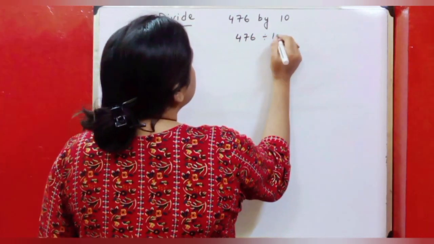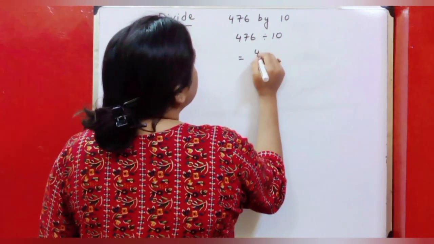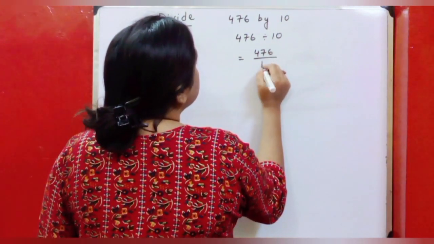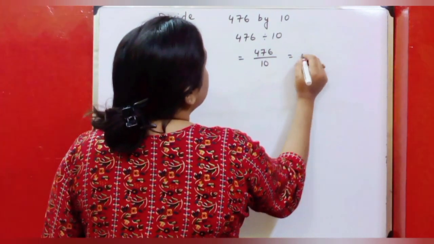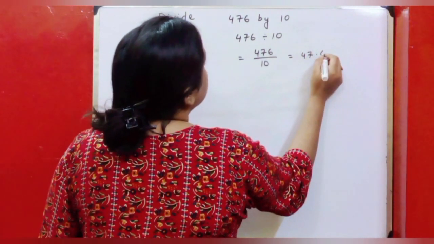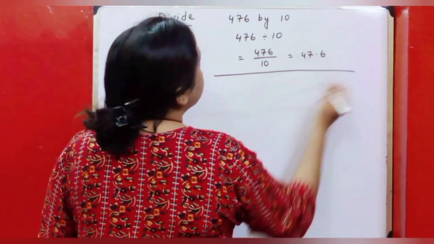Divide 476 by 10. 476 divided by 10. That means from here one place, like 47.6 is the answer.